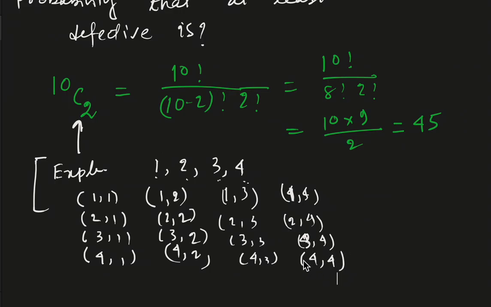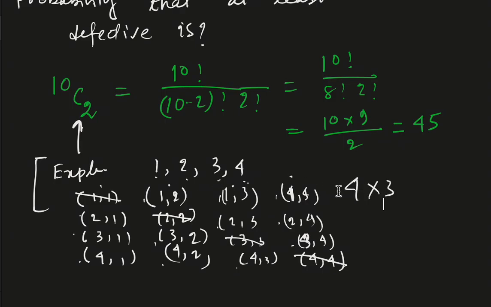Now you see that with bulbs, if you already choose one bulb, you have to simultaneously choose 2 bulbs. That means if you already choose bulb number 1, the second bulb cannot be bulb number 1. So this 1 cannot be possible, 2 cannot be possible, 3 cannot be possible, 4 cannot be possible. So how many ways can you choose? 1, 2, 3, 1, 2, 3, 1, 2, 3, 1, 2, 3. There's 3 here, 3 here, 3 here, 3 here. That means 4 into 3.